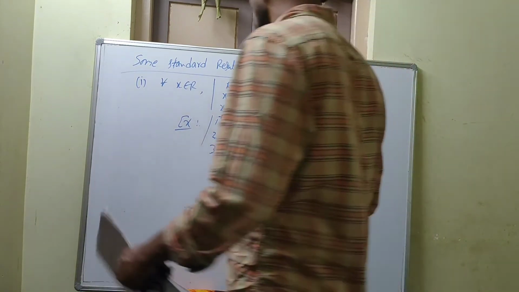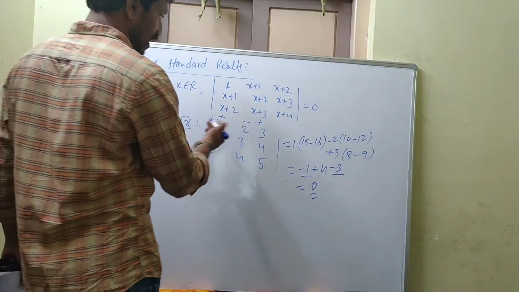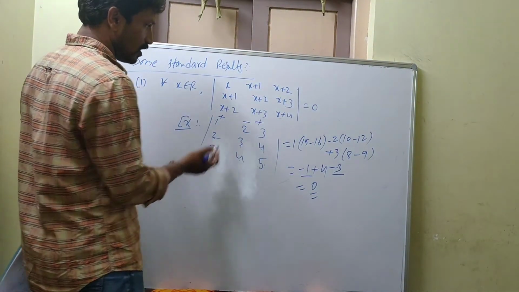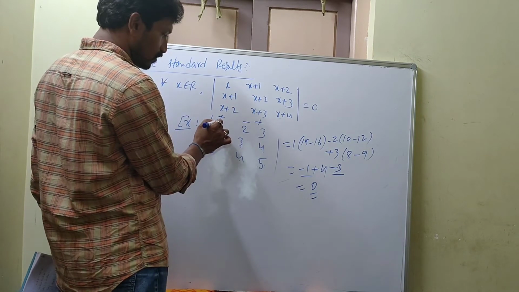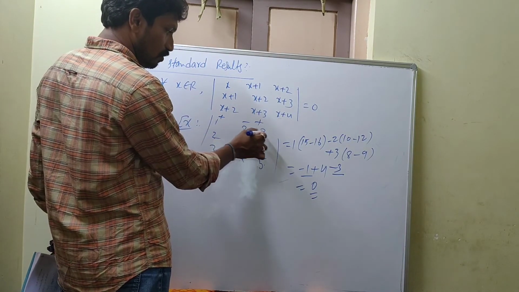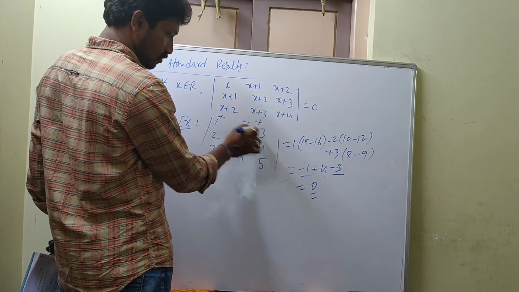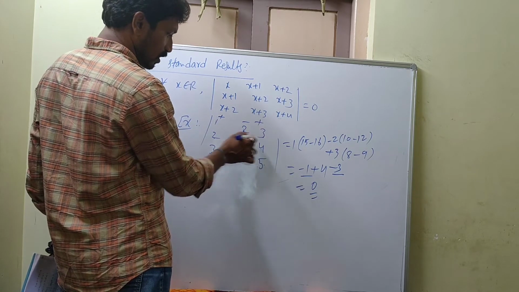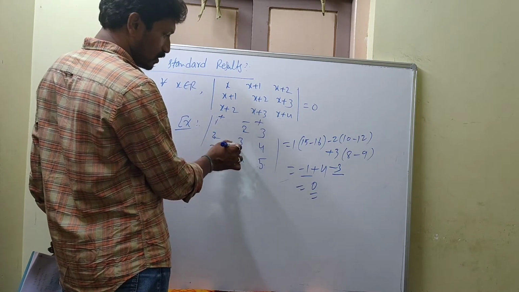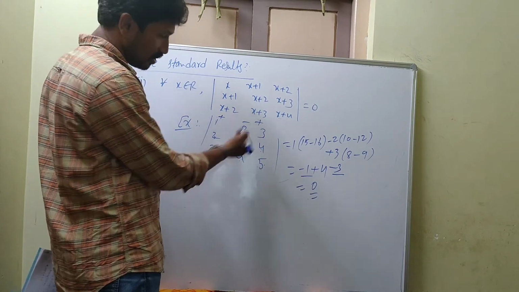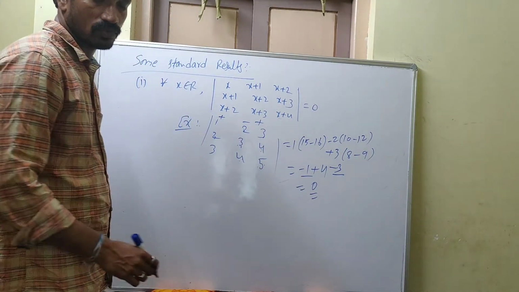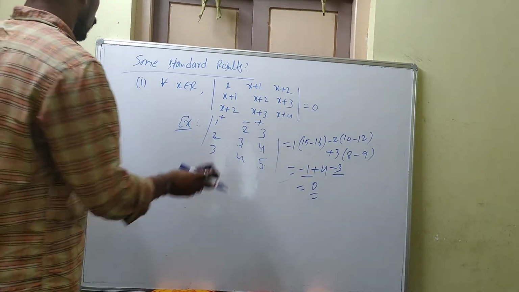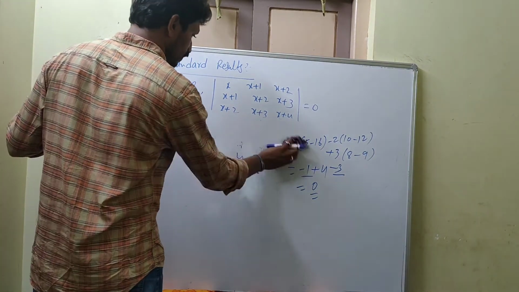Okay, this is one of the standard results. Whenever you see this, not only 1, 2, 3; 2, 3, 4, but suppose you have 2000, 2001, 2002; 2001, 2002, 2003; 2002, 2003, 2004. Like that, whenever you have it, the value is also equal to 0. Okay, next standard result.